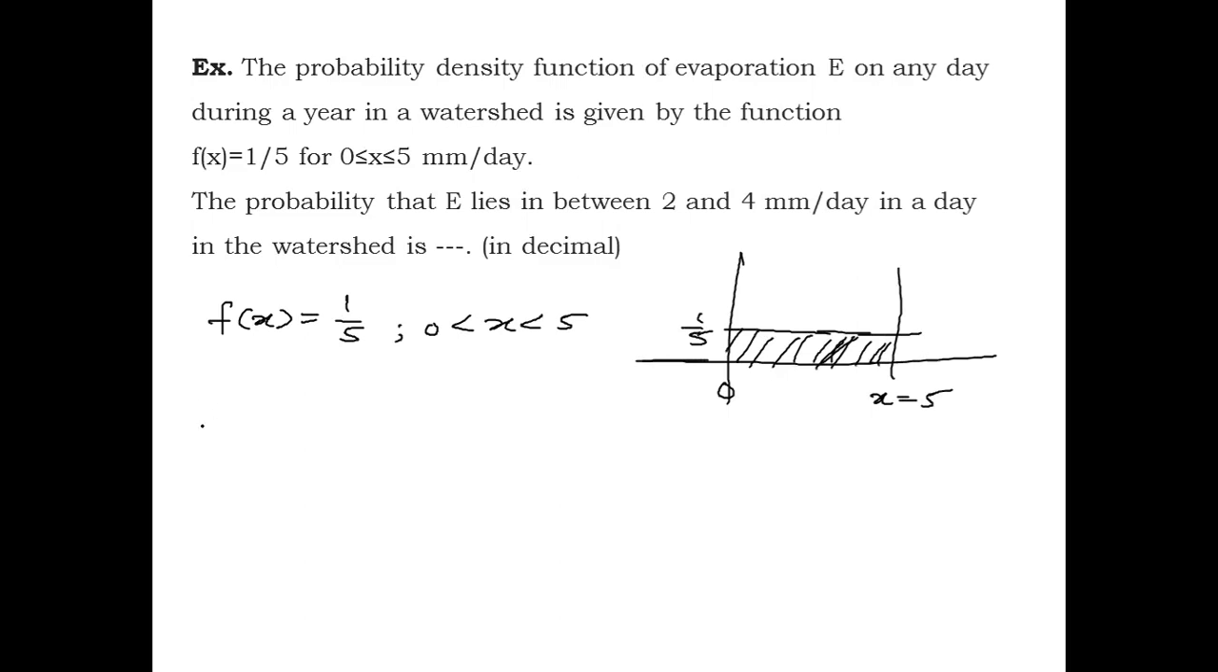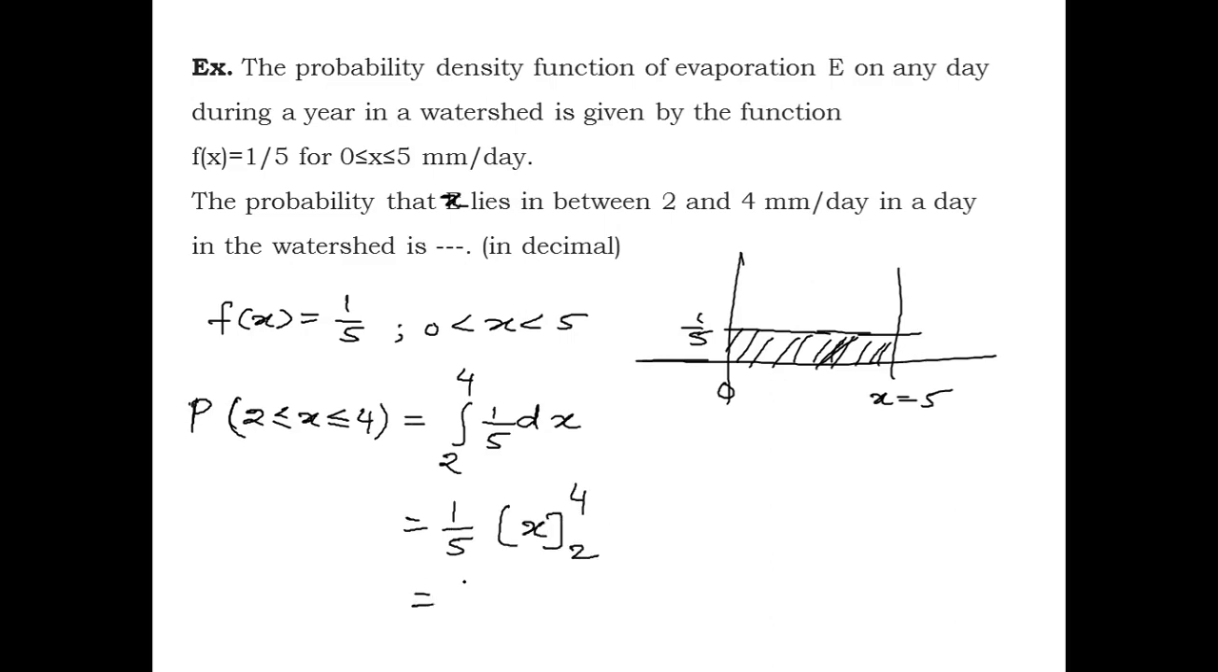Now, what is the probability that x lies between 2 and 4, that is, 2 less than or equal to x less than or equal to 4. You can say less than or equal to, it really doesn't matter because here x is a continuous type of random variable. So here, integration from 2 to 4 of f(x) dx, that is 1 by 5 into dx. So this is equal to 1 by 5 into x from 2 to 4, and that is equal to 2 by 5 or 0.4. This is the answer.